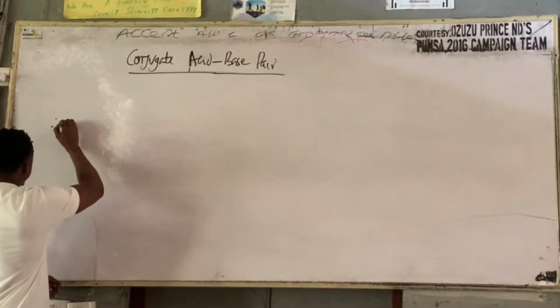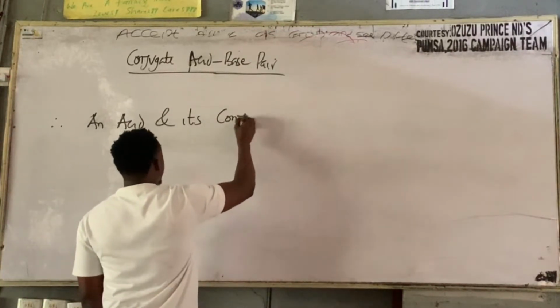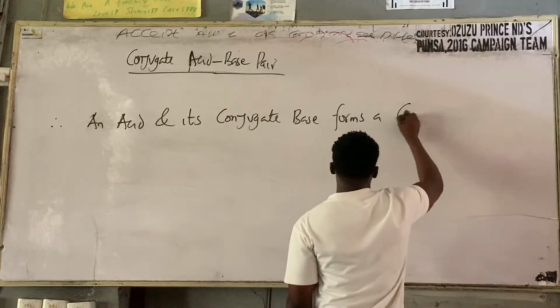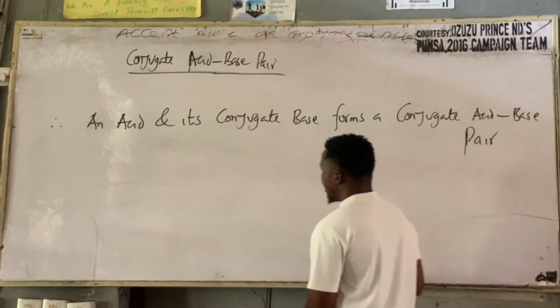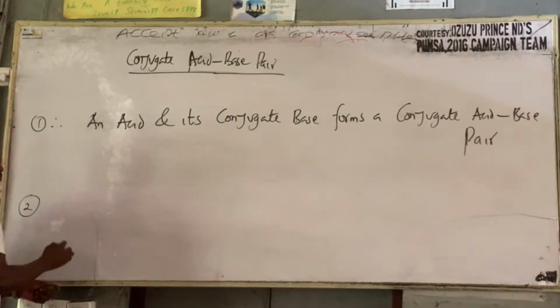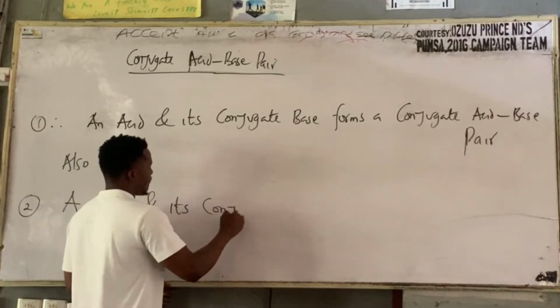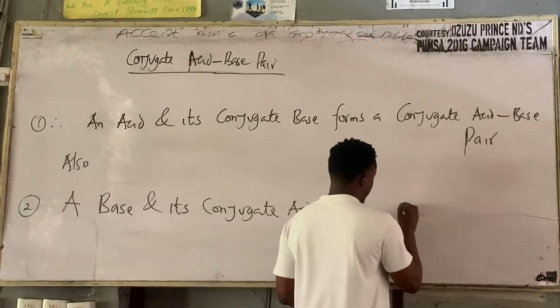So therefore, an acid and its conjugate base form a pair. That's the first one. The second one: also, a base and its conjugate acid form a pair.